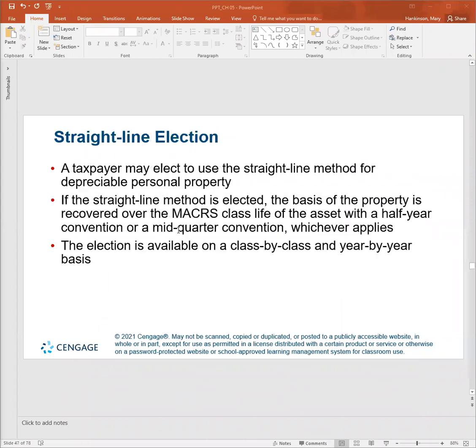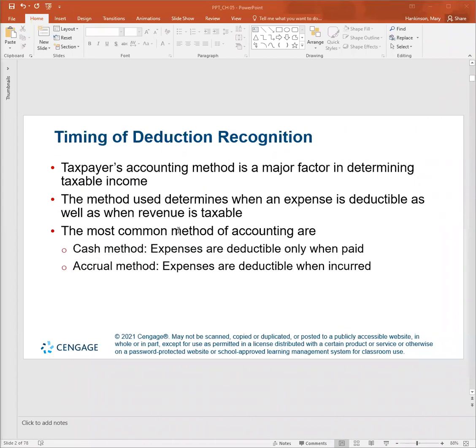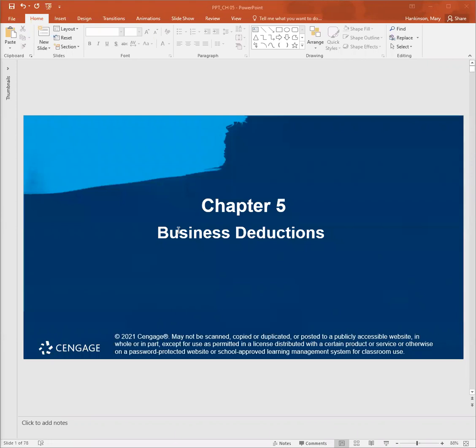Okay, this is a continuation of Learning Module 2. And in this discussion, we'll be going over Chapter 5, which is business deductions. Now, again, in Chapter 4, we did gross income. So now in Chapter 5, we're going to discuss business deductions.